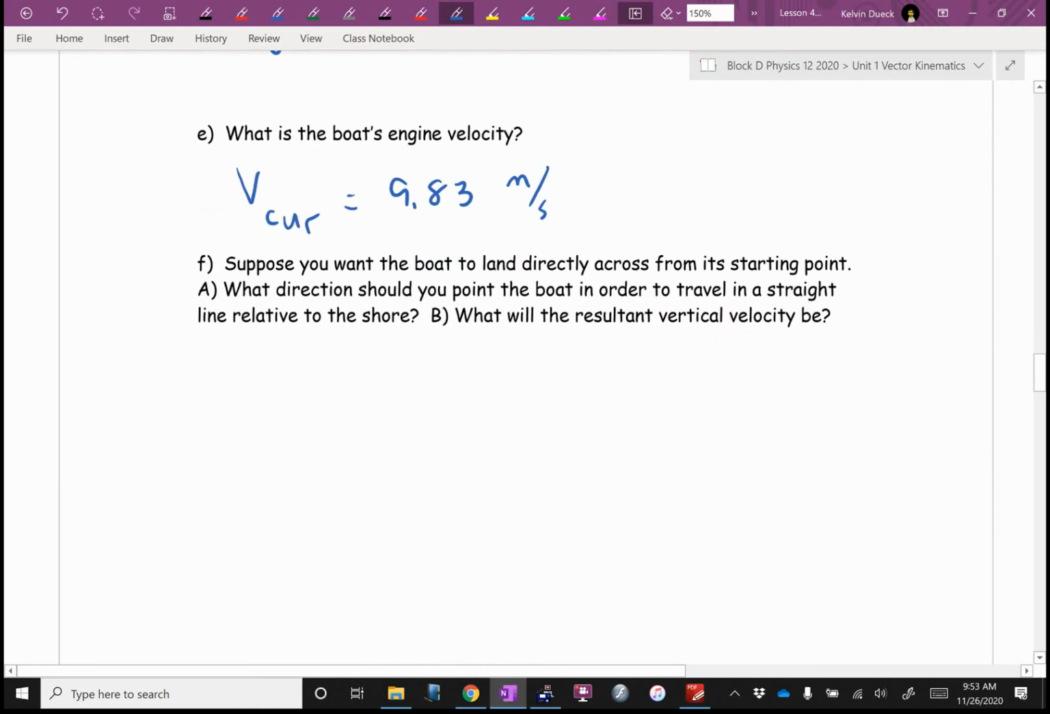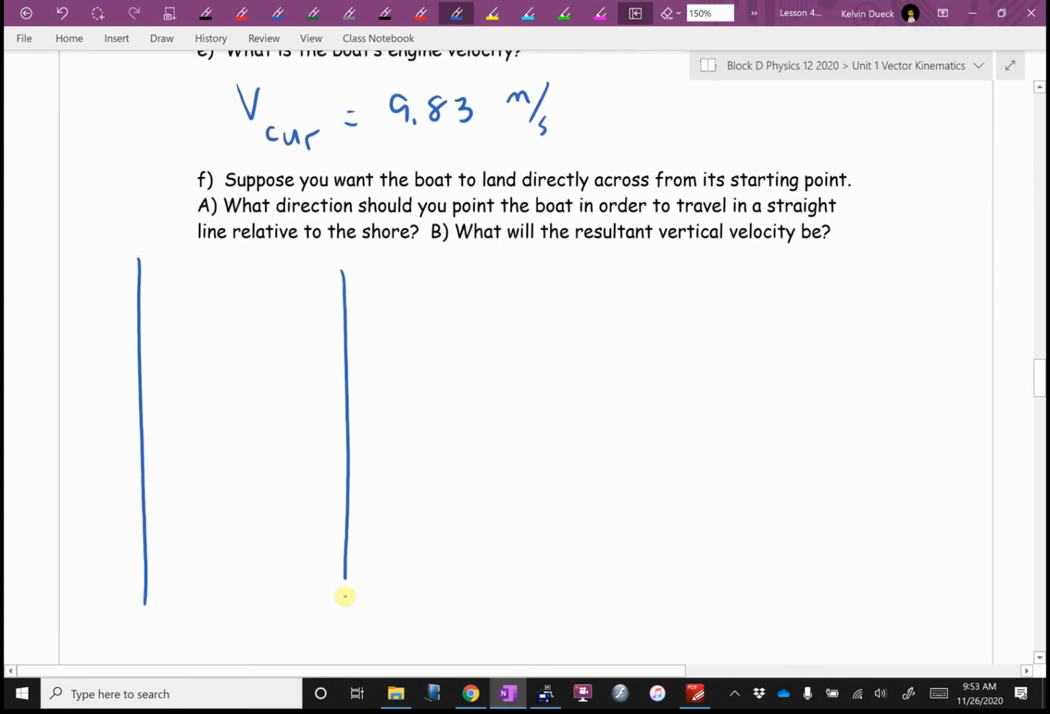All right, we want the boat to land directly across from its starting point. So here's our diagram. The current is flowing this way, which is also Vy. So which way would I have to point the boat to get it to go straight across? Into the current or with the current? I wrote V current up here. Wow, am I slumping? V engine up here. At least I caught that one. This is going to be V engine.